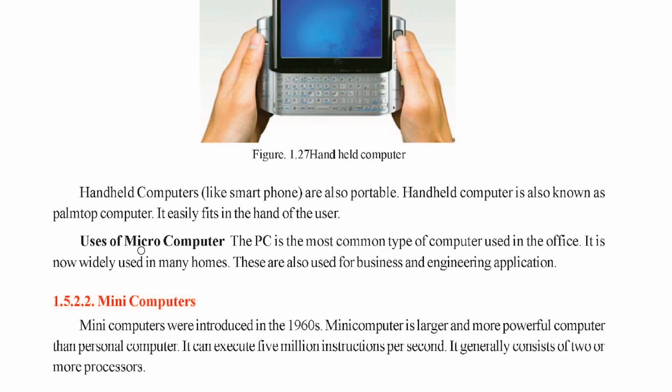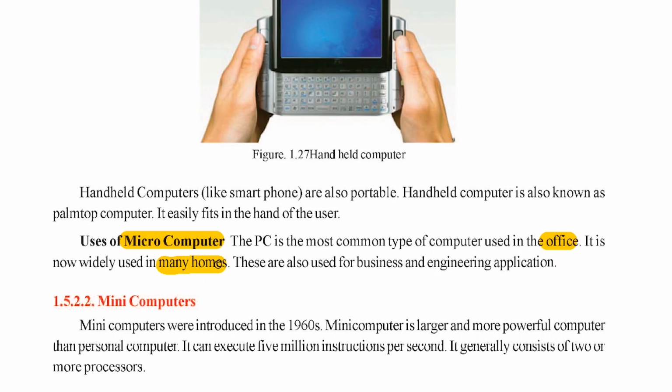So where are these microcomputers used? The PC is the most common type of computer used in offices. In most places, at home, at office, at schools, we use computers. Those come under microcomputers. Any office you go to, if you see a computer, that is an example of a microcomputer, and they are also widely used in many homes.